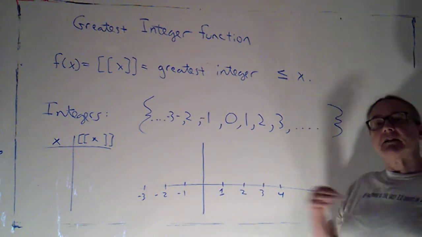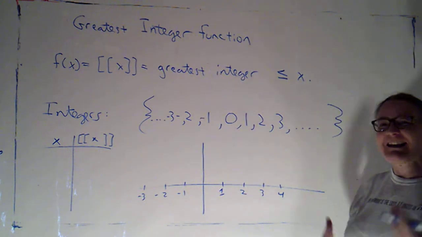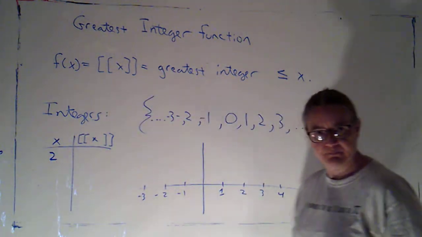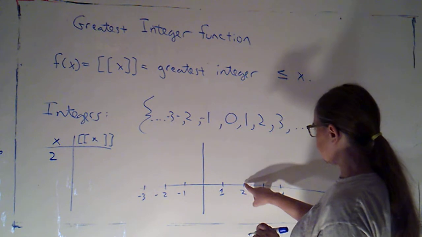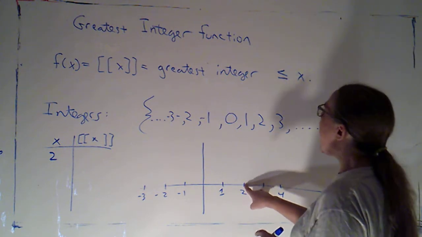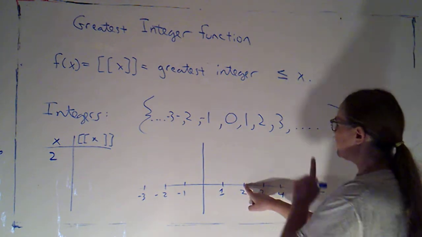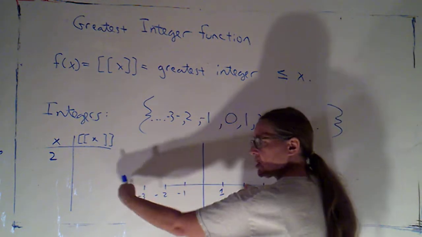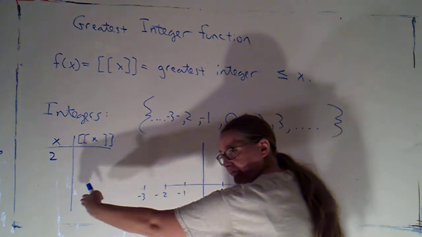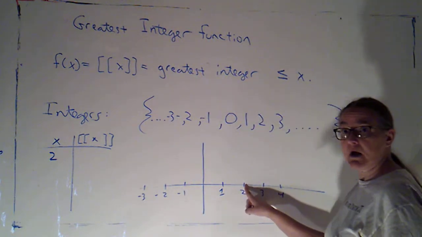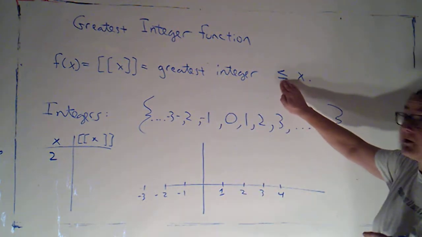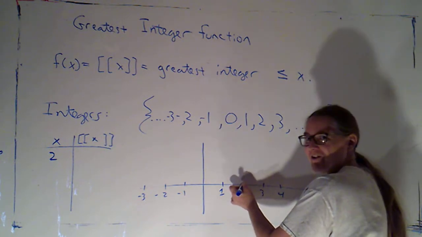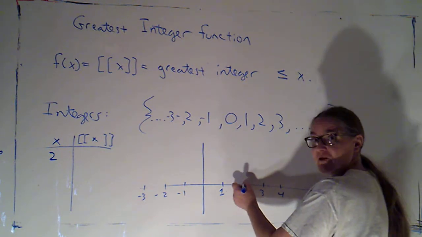Let's try first of all evaluating it at an integer. Let's just say I wanted to evaluate it at 2. Well, here on the x-axis there's 2. I'm looking for the greatest integer that's less than or equal to 2. Well, all of the integers that I've marked off here that are to the left of 2 are less than 2. But you'll notice this is an inclusive inequality. 2 is equal to 2, so that makes it less than or equal to 2.